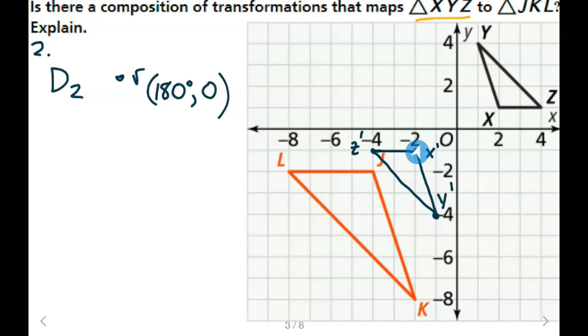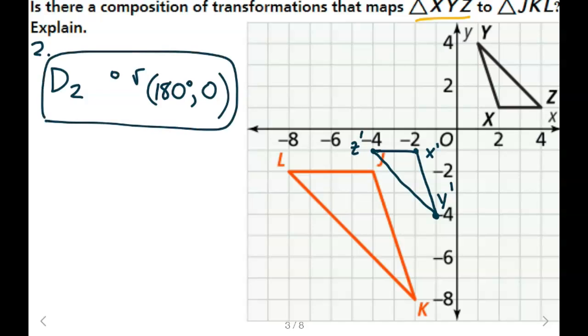So -2, -1 becomes -4, -2. Yes, that's good. -4, -1 becomes -8, -2, multiplying each coordinate by 2. And then -1, -4 becomes -2, -8. And so that does work. So this is the correct composition of transformations that allow you to map one to the other.